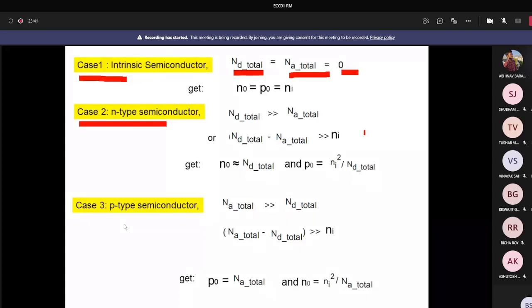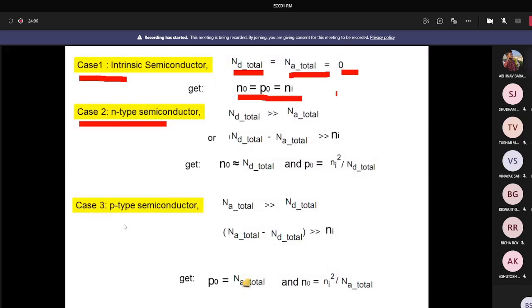Sir, what are Nd total and Na total? Donor concentration and acceptor concentration. Sir, what is Ni? Ni is the intrinsic carrier concentration of the intrinsic semiconductor here. Okay. Yes, sir.